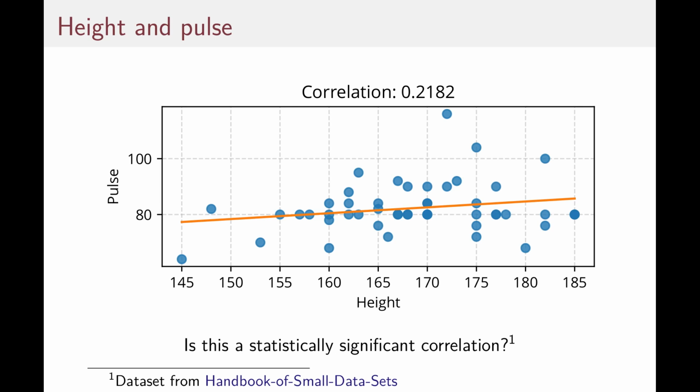How sure am I that this is the true correlation? If I were to go out and collect more data on heights and pulses, what would happen? What do I think about the true correlation in the population? Because this is just a sample.